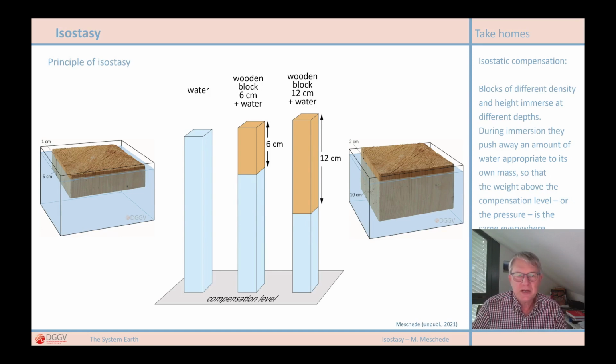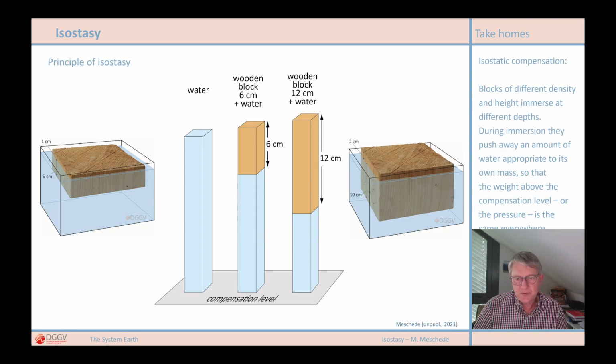All 3 columns have the same weight, although they are different in height, which of course has to do with their density. And they all exert the same pressure on the compensation surface, which we assume in this model to be at the bottom of the water tank.